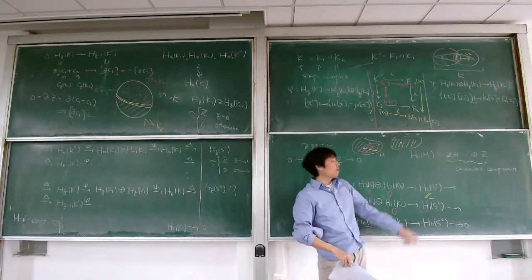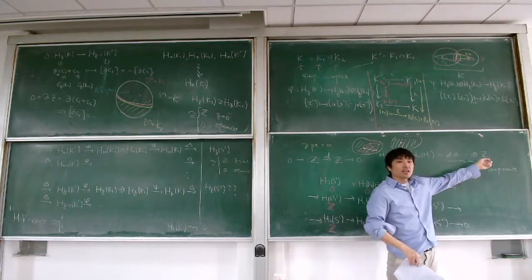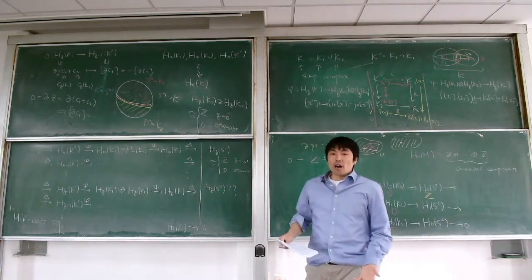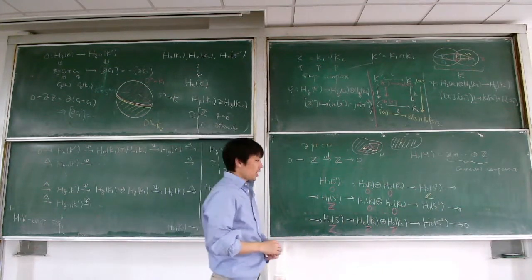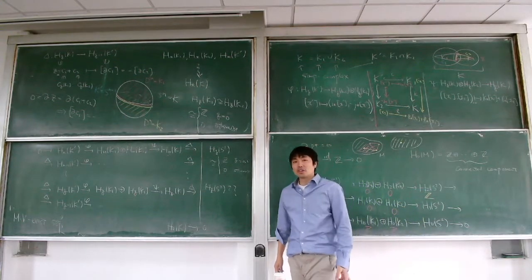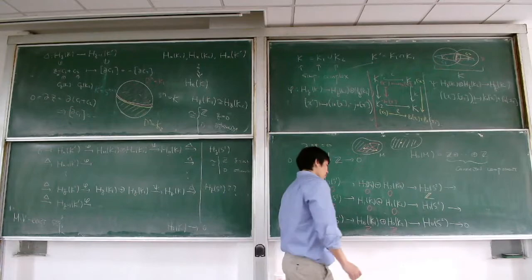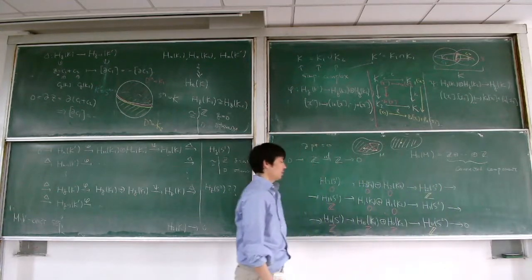So therefore, you have a bunch of copies of Z, depending on how many connected components you have. And for S2, how many connected components do you have? One. Therefore, this has to be Z.